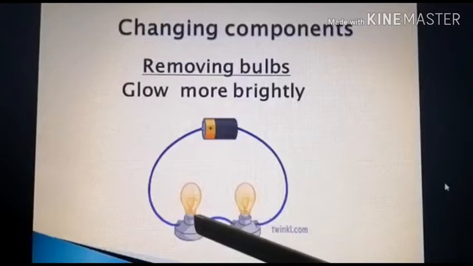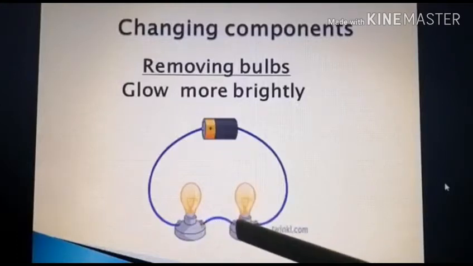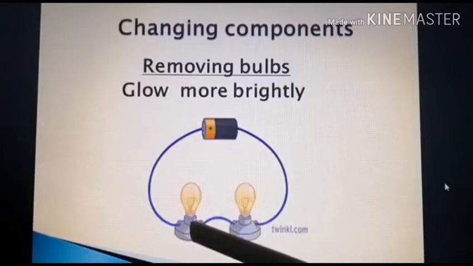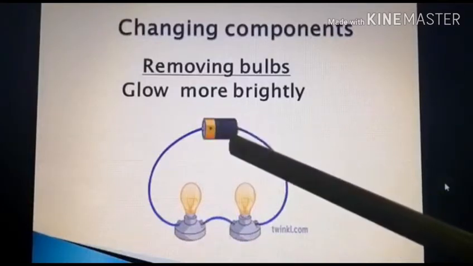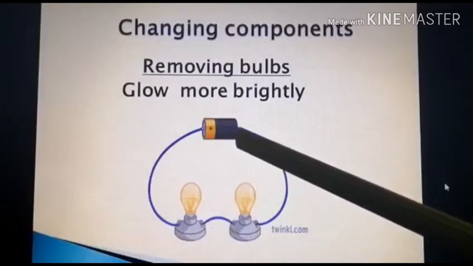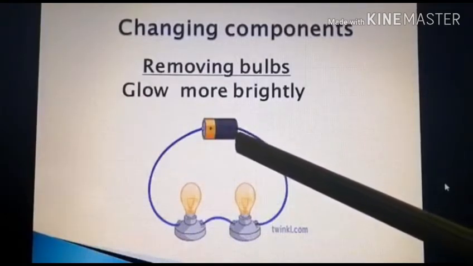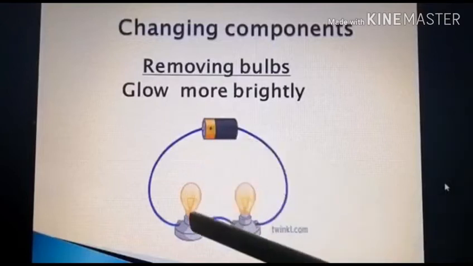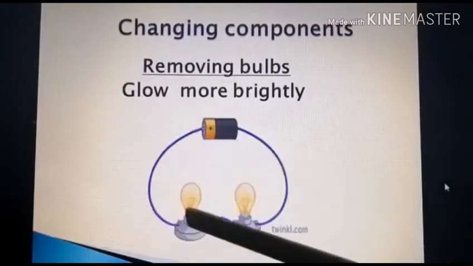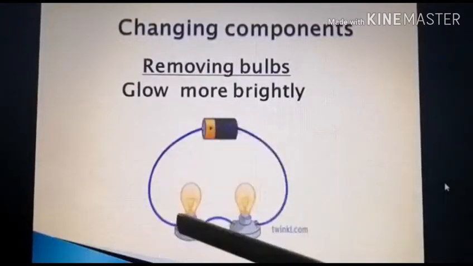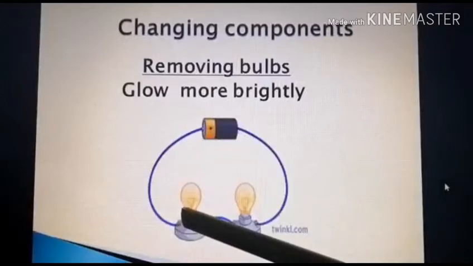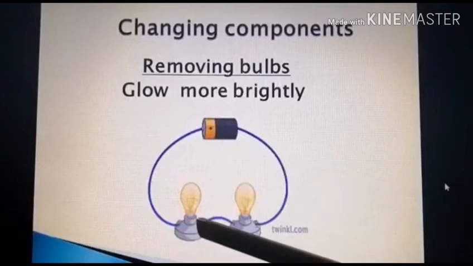Yes, of course, it will be brighter, right? If I remove 1 bulb from here, this bulb will glow more. Why? Because we know that the battery is the power supply to the circuit, so this bulb will get all the current from the battery. So it will glow more. When we remove 1 bulb from the circuit, the other bulb will glow more brightly.